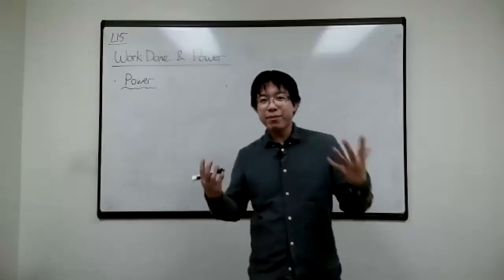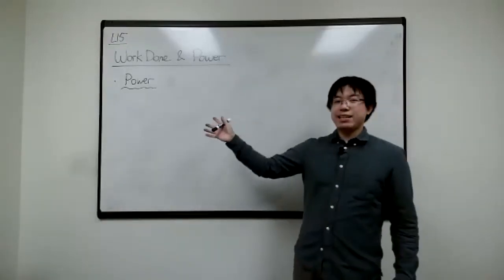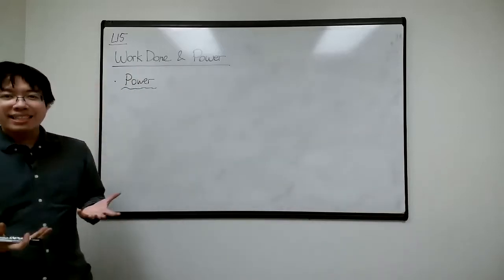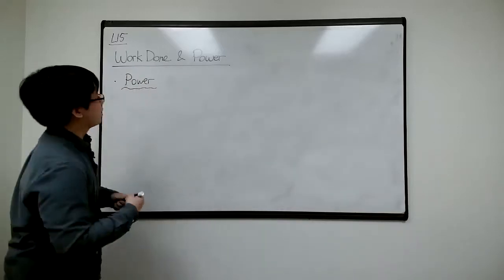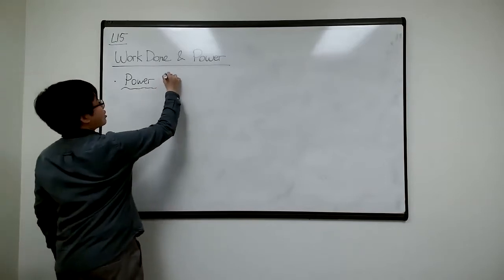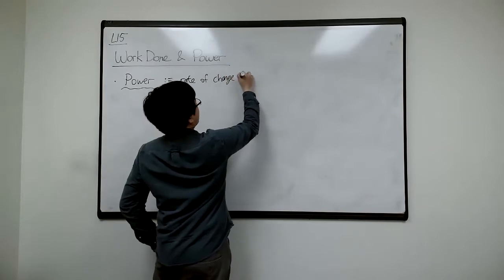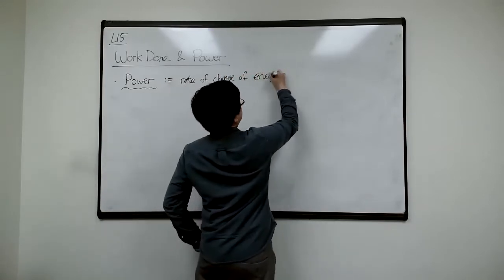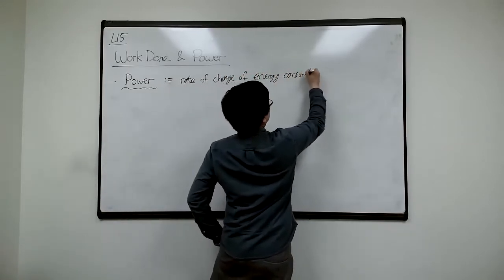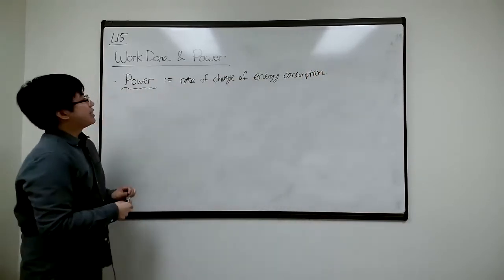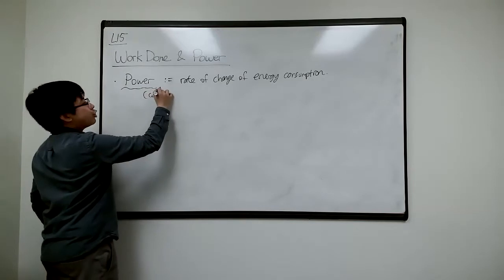The final thing to wrap up with this chapter is to understand the word power. Power is very simple. It's basically how fast you are consuming the energy. More rigorously speaking, that's the definition: the rate of change of energy consumption. In some sense, this is power consumed.